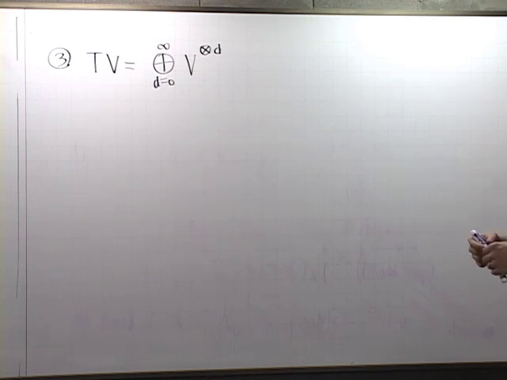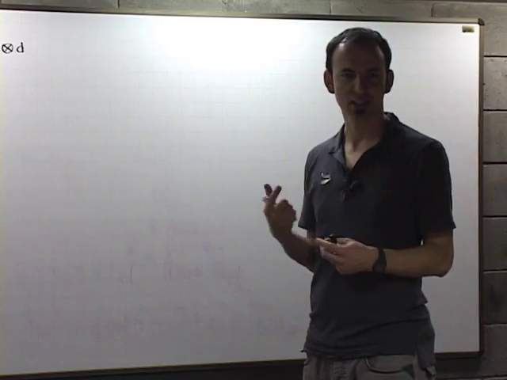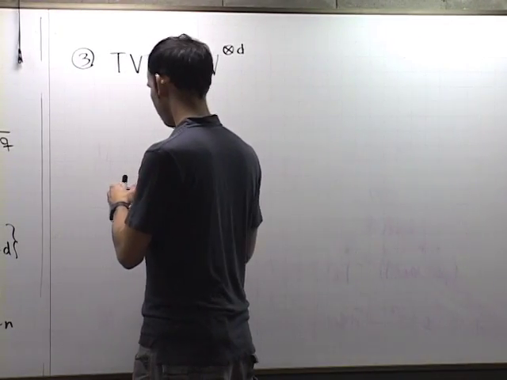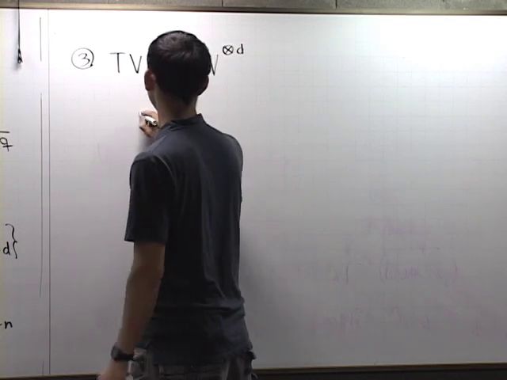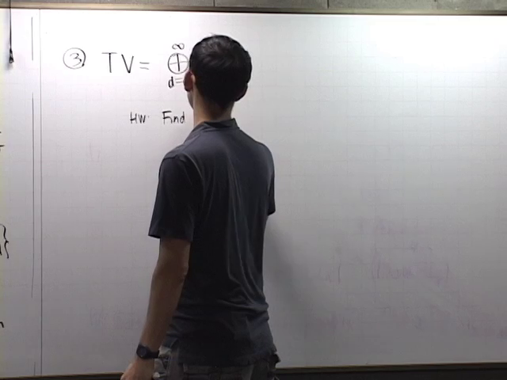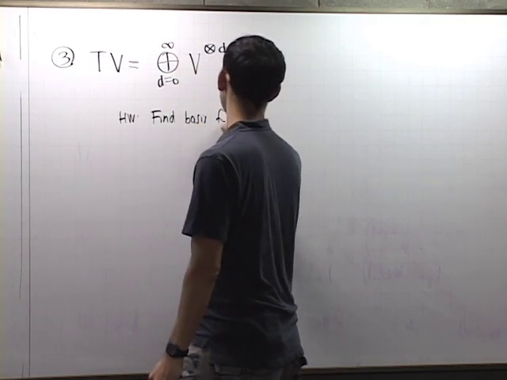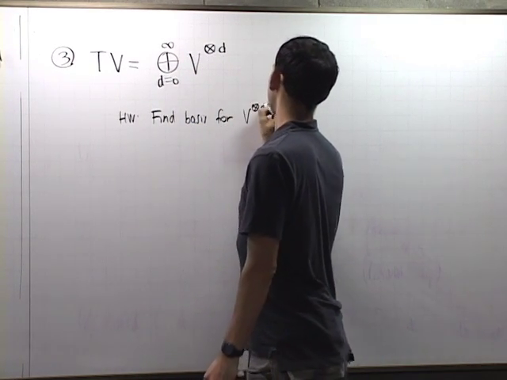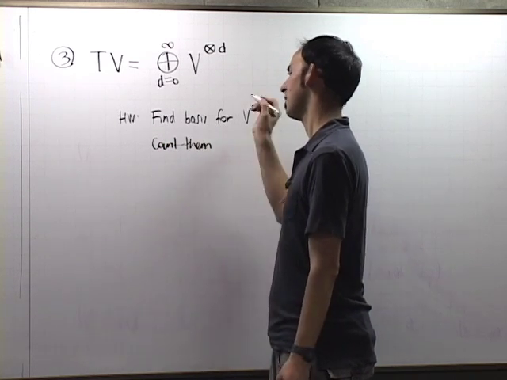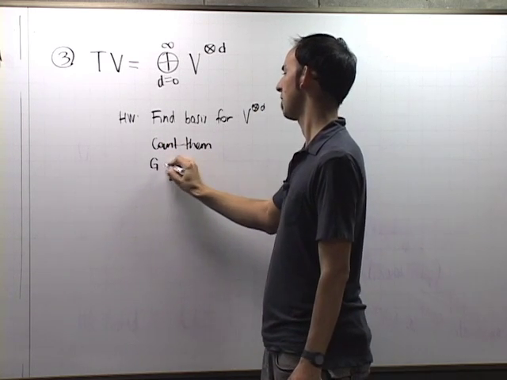And so naturally, your job now is to find a basis and count it. So homework. Find a basis for each one of these things and count them. And find the generating function.